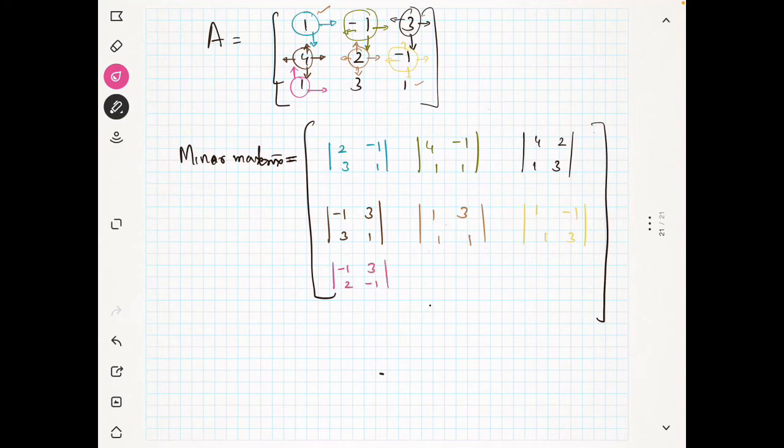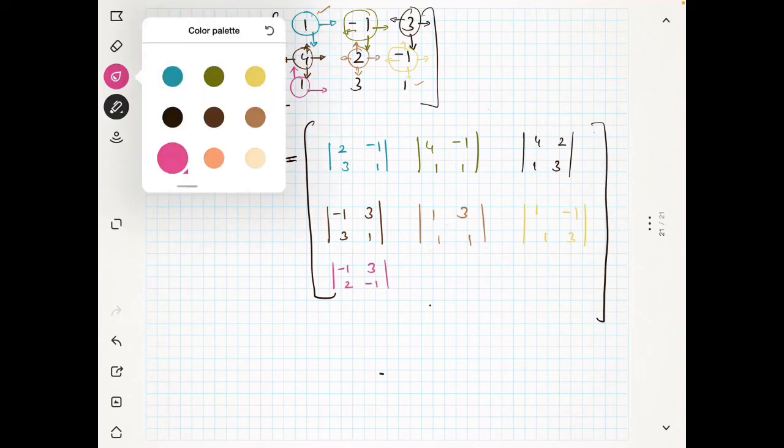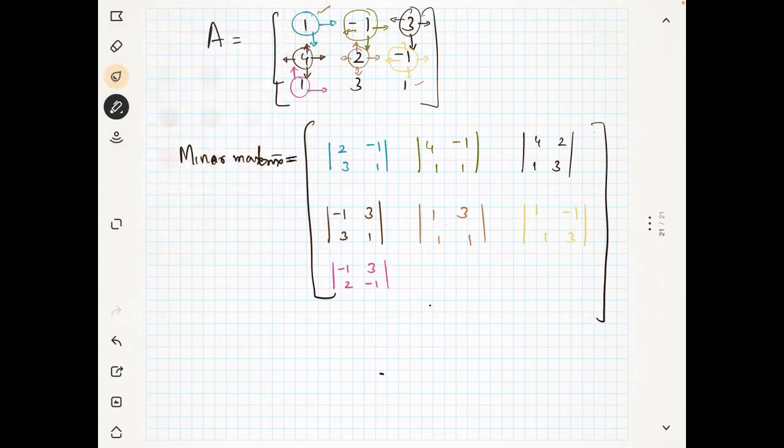Next, I will use a different color. That's better. Okay, I will use this color. You see here, this is 3. So I will remove that particular row and column. I will remove this row and I will remove this column. Then what is remaining? It is nothing but 1, 3, 4, minus 1.